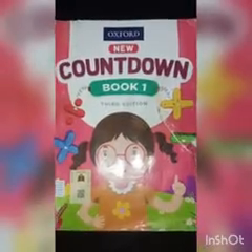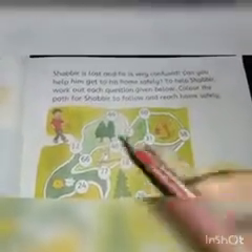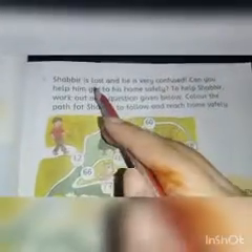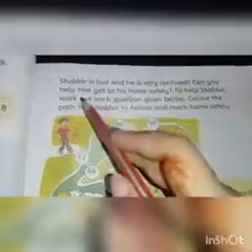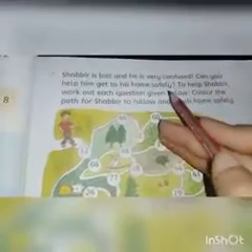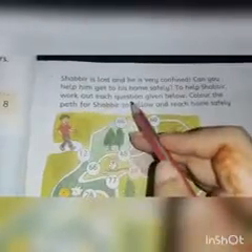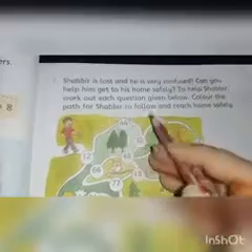Today we are going to do our next page number 87. On page 87, here we have the question number 7. And the statement is, Shabir is lost and he is very confused. Can you help him get to his home safely? To help Shabir work out each question given below, color the path for Shabir to follow and reach home safely.